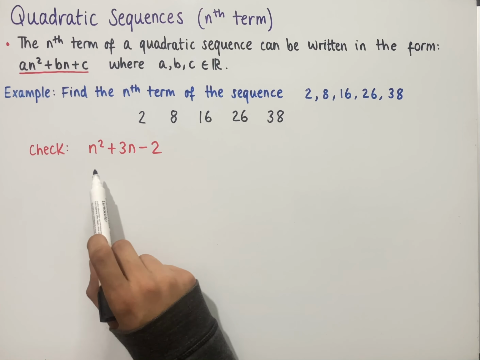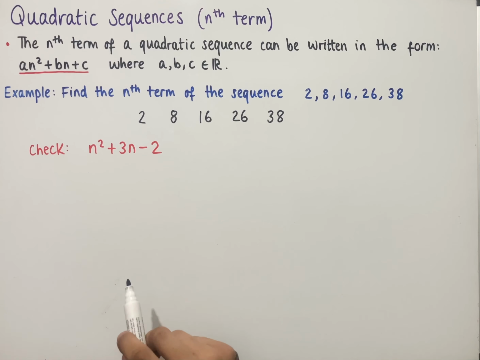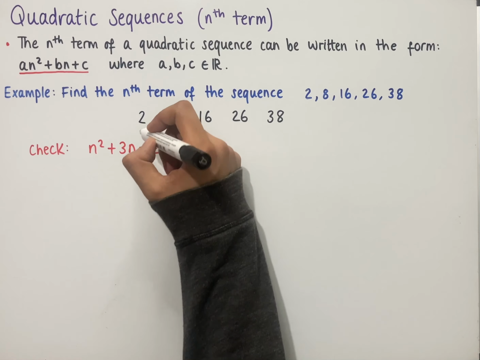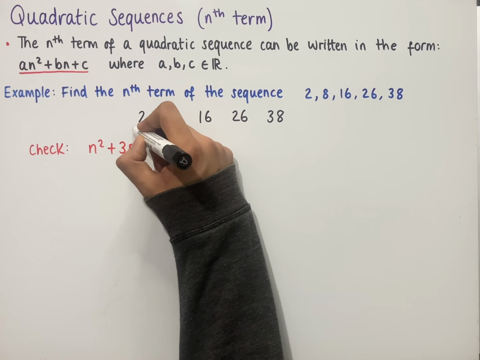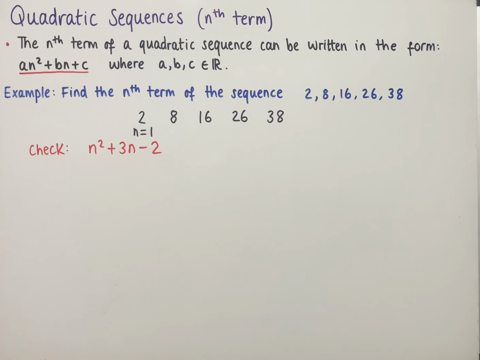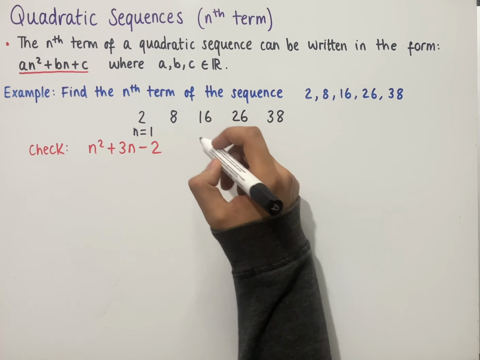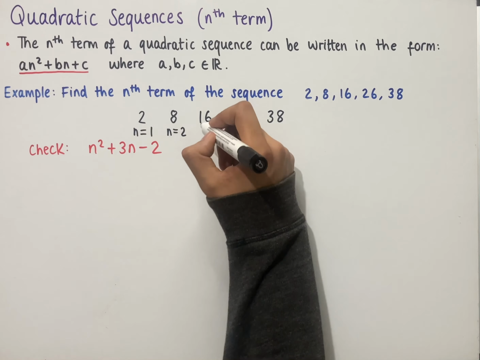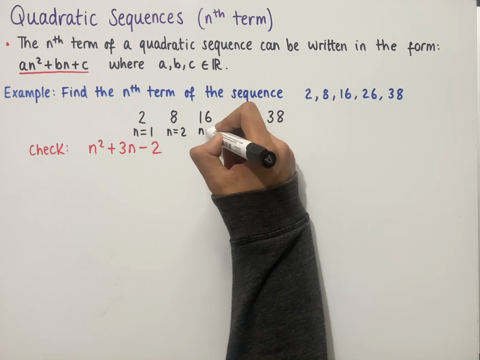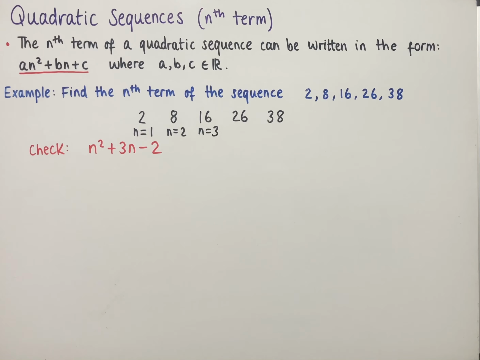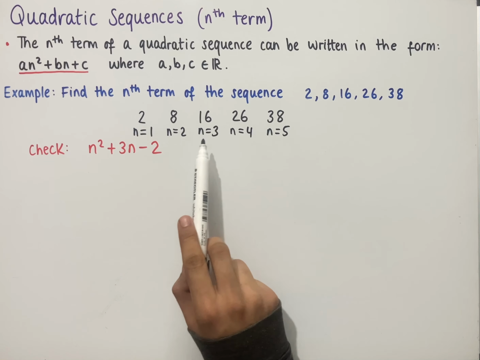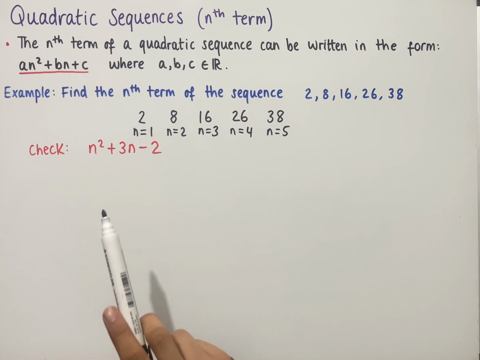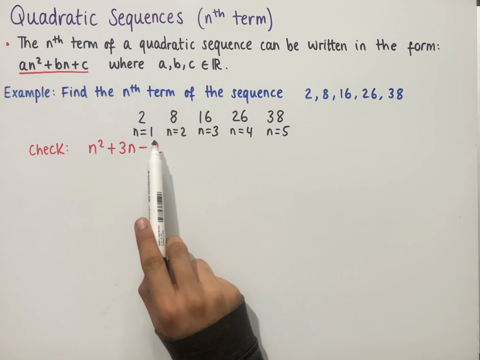We can check our nth term to see if it's correct by substituting in relevant values for n. So we see that the first term in our sequence is 2, and that's when n is equal to 1. The second term in our sequence is 8, and that's when n is equal to 2. The third term is 16, that's when n is equal to 3, and so on. So we can substitute any of these values of n into our nth term, and we should find that we end up with the relevant number linked to that nth value.